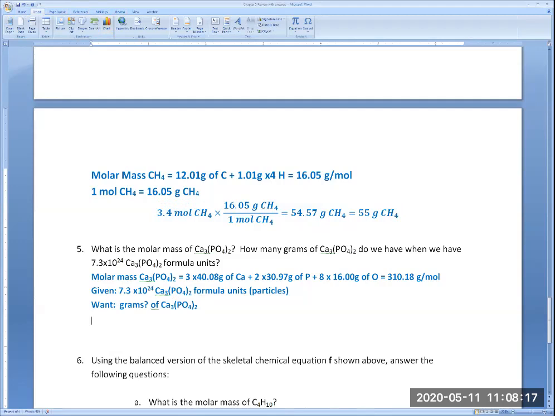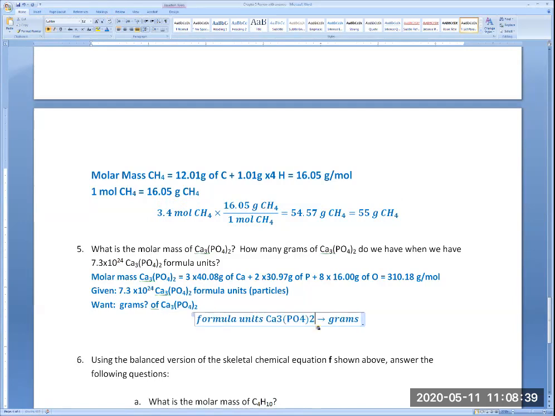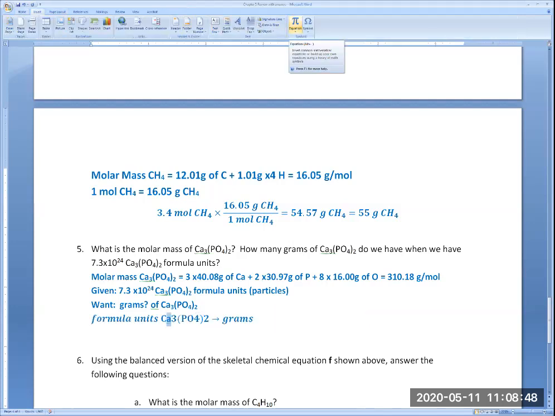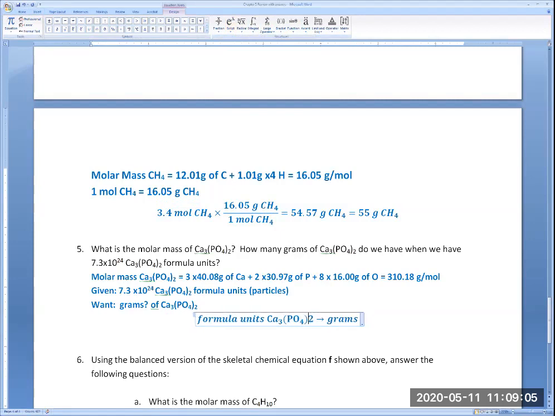So if we write the roadmap here, we should have a roadmap that starts with formula units, and we want grams. So I should put in there the formula. Let's see, formula units of that. Formatting takes a lot of time, but on your paper, it's easier. I have to put the 2 here. Yes, this will go there.